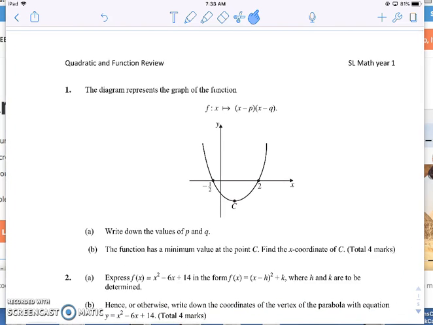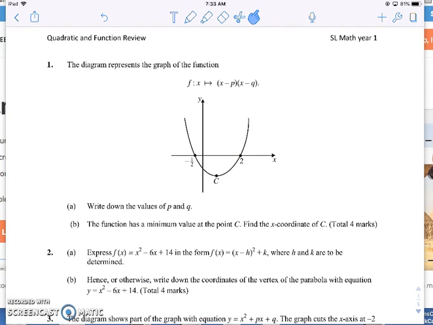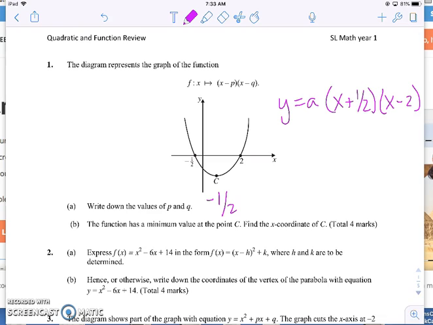So for this first part of the review, we're asked to find P and Q. If you notice here, it's in factored form, and it crosses at 2 and negative half. So we know that this is y equals, there's some a value. If it crosses at negative half, it has to be positive half, and x minus 2. So we know that's the equation. It asks, what are the values of P and Q? Well, it would just be where they cross, so negative half and 2.